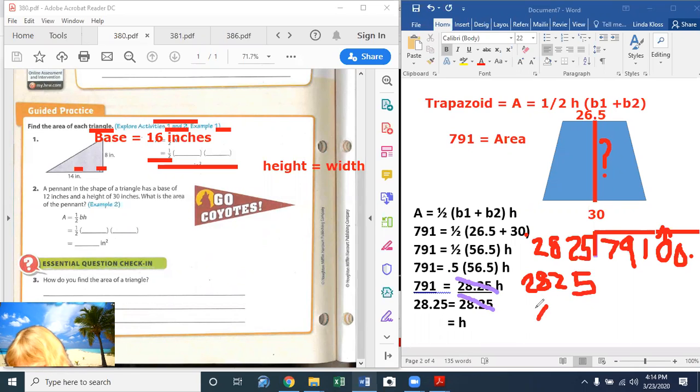Times 2. Let's see if that is as close as we can get to 7,910. 2 times 5 is 10. Carry the 1. 2 times 2 is 4, plus 1 is 5. 2 times 8 is 16.